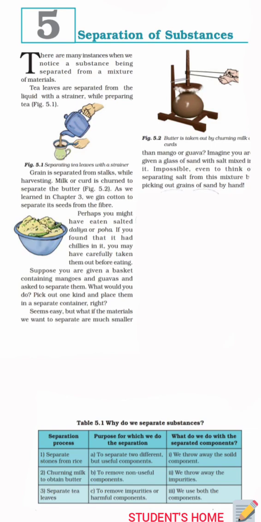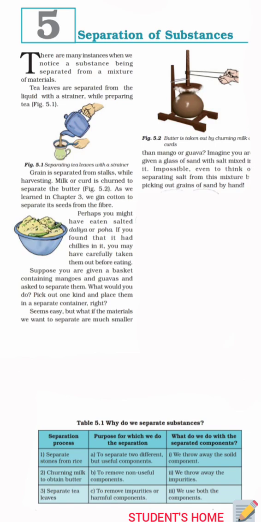So as you can see in the figure, that is table 5.1, why do we separate substances? There are three columns: the separation process, the purpose for which we do the separation, and what we do with the separated components. Okay, so first is number 1, separating stones from rice, and the purpose is to separate two different but useful components. Then what we do is throw away the solid component, that is stones.